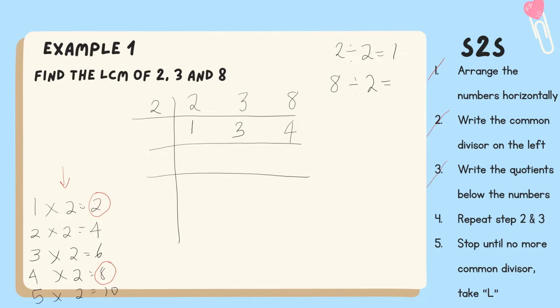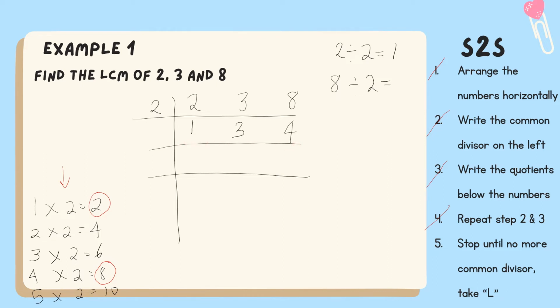Now step 4, repeat step 2 and 3. Ask yourself, can you actually divide these three numbers by a common divisor? Is there such a thing as a common divisor between these three numbers? There are none. So step 4 is done. Step 5, stop when there are no more common divisors. Take L. So there are no more common divisors between these three numbers, so I'm going to take the shape L.